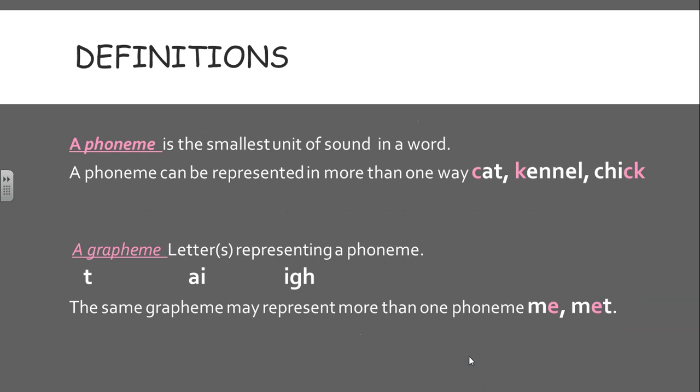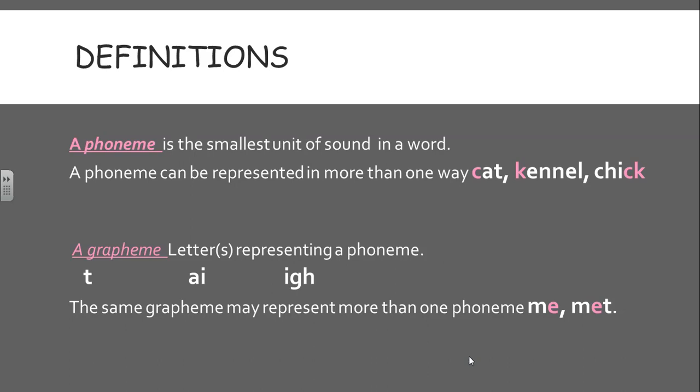So before we continue, we'll go over some definitions. These are all terms and words that we use daily with your children during their phonics sessions. So a phoneme is the smallest unit of sound in a word and can be represented in more than one way. For example, in cat, kennel and chick, the k sound is represented in three different ways.